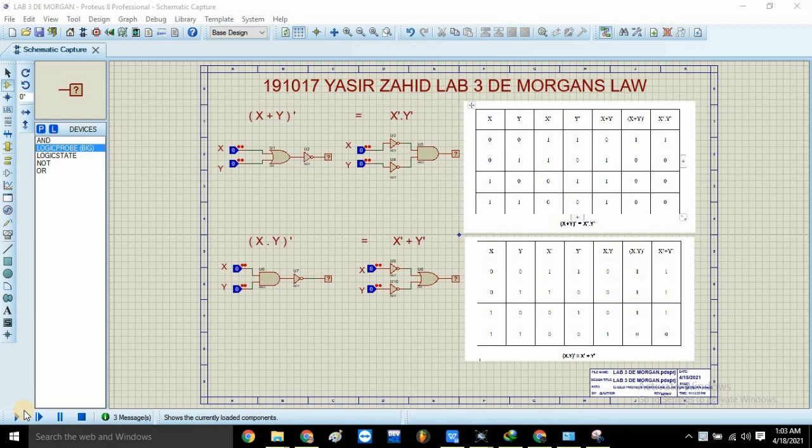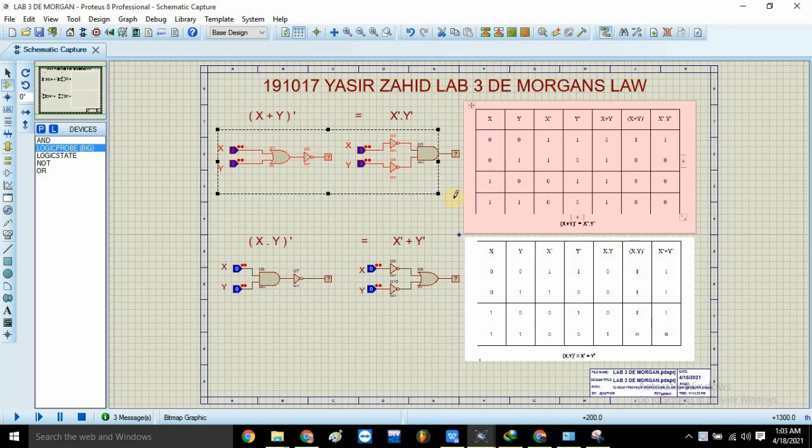This is DLD Lab 3, De Morgan's Law. In this lab, we are going to illustrate how De Morgan's Law can be implemented through circuits, and we are going to match this behavior implemented right here in the circuits with this truth table right here.